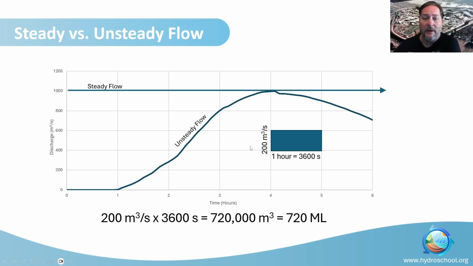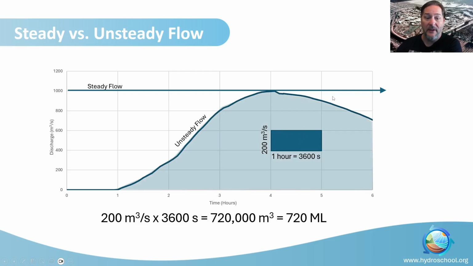So for each of these rectangular grid elements, in this case, we've got 200 cubic meters per second on the vertical y-axis. And on the x-axis, we've got 3,600 seconds wide for this rectangle. If we multiply those together, the seconds cancel out, and we have a volume inside each of these rectangles of 720 megaliters of water. If I count those up, maybe I've got about 15 or 20 of these rectangles. That'll add up to about 10 gigaliters in total. So that 10 gigaliters of water ends up being the area under this unsteady curve.